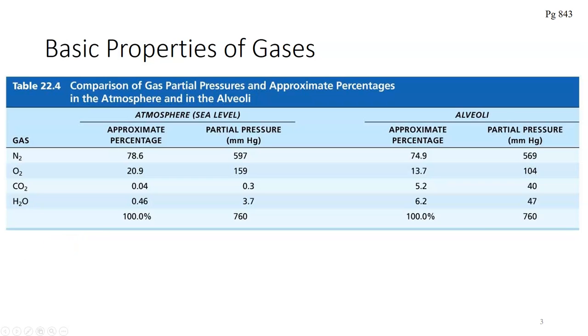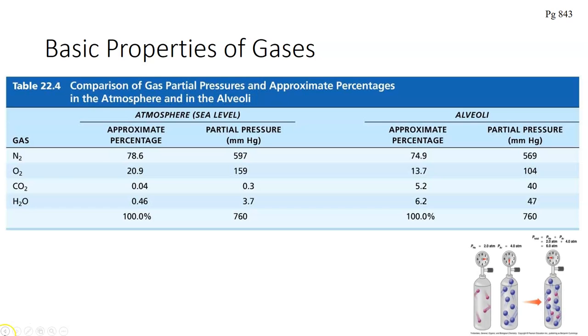Partial pressure is the pressure exerted by each gas in a mixture, and is directly proportional to its percentage in the mixture. At higher altitudes, partial pressures decline, but at lower altitudes, partial pressures will increase significantly.